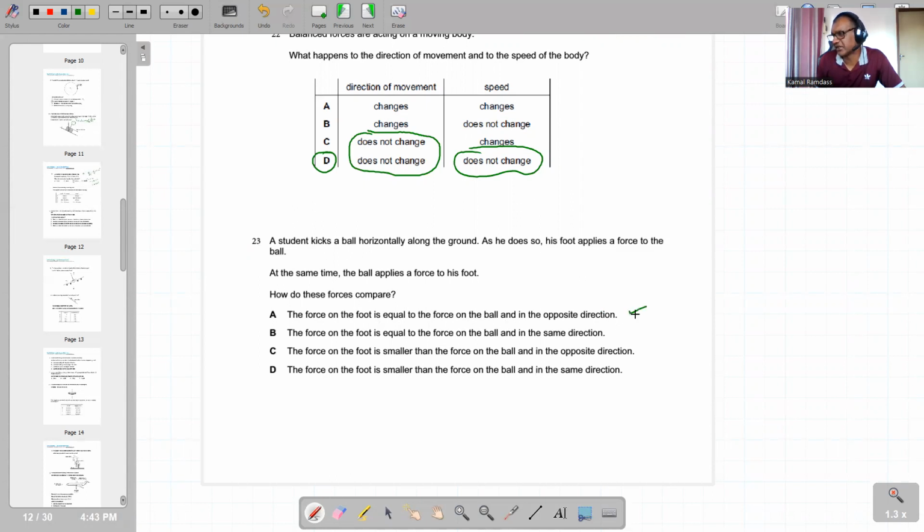Definitely, that is an answer. The force on the foot is equal to the force on the ball, not in the same direction. That also, not, is smaller. Not is smaller. That means the answer is A.